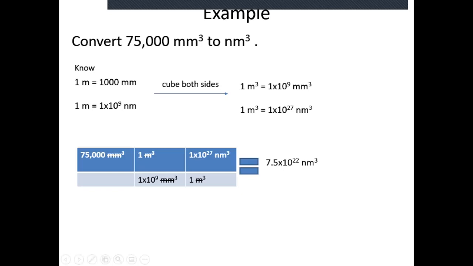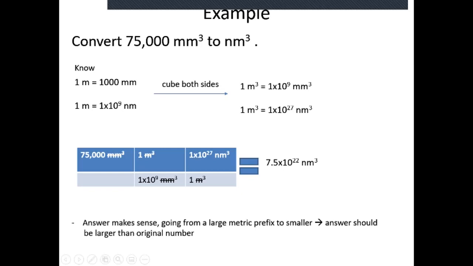Now to check our work here, we're going from millimeter, which is a larger metric prefix than nanometer. So since we're going from a large metric prefix to a small metric prefix, our exponent power should go up. And that's what it does here. It goes from 10 to the 4th to 10 to the 22nd. And so that makes sense because we're going from a large to a smaller metric prefix. And one of the most common mistakes is that students forget to cube the exponent. They just cube the unit. So you got to remember to cube the exponent power as well.